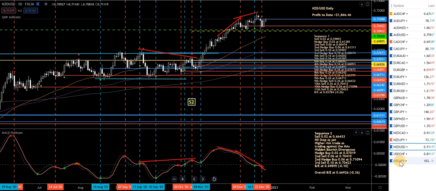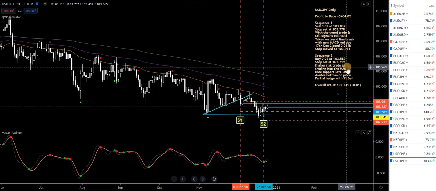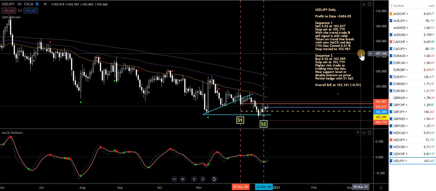Right, I'll just skip the Swissy. I always leave the Swissy to last because it's my pet hate. So we'll just jump to the USD Japanese Yen, or the Yen.